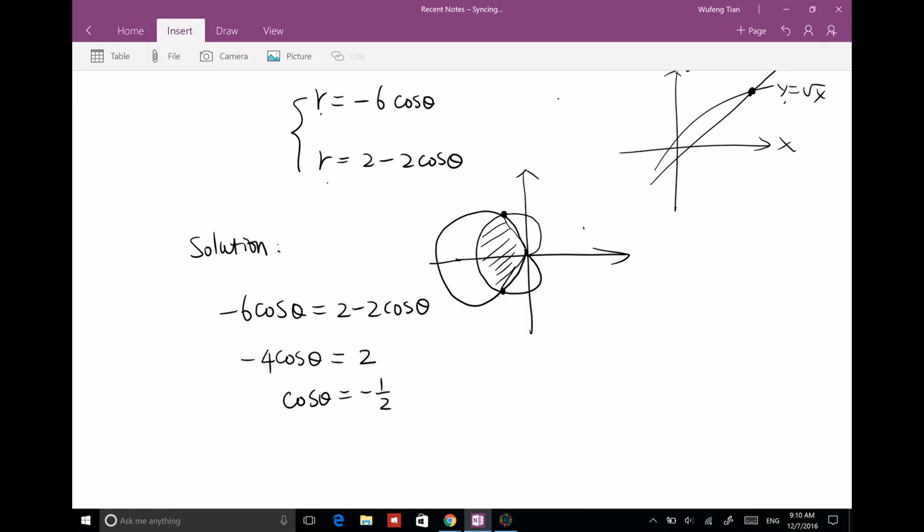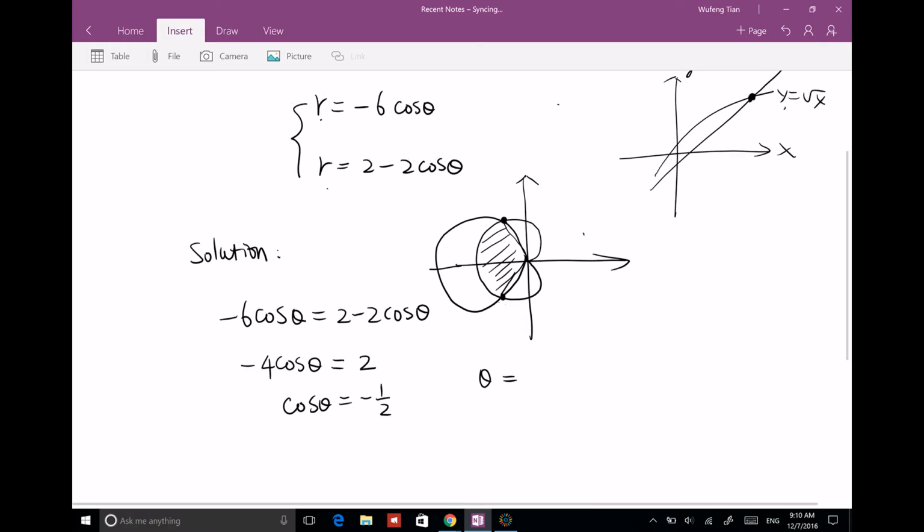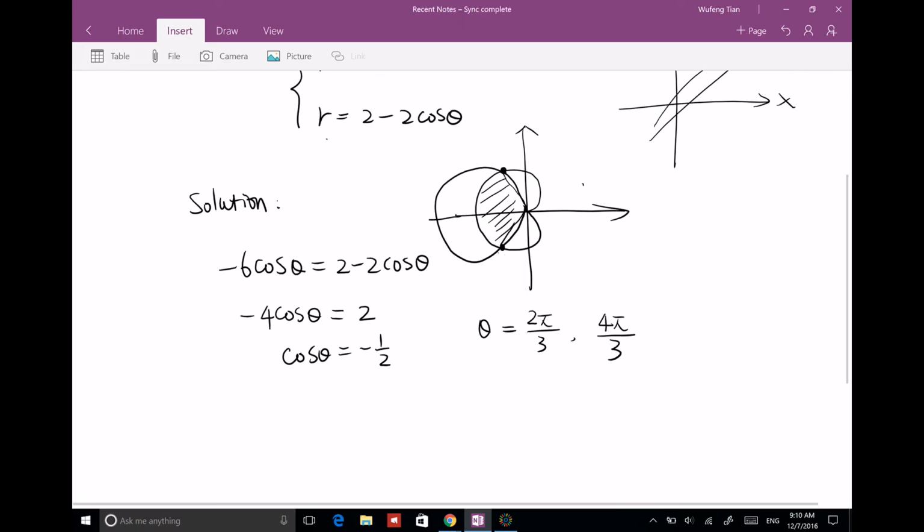If cosine theta equals negative 1 half, then theta will have two solutions, one in the second quadrant and one in the third quadrant. In the second quadrant, can anyone tell me what theta is? Two pi over three, very good. Thank you, Eric. So theta equals 2 pi over 3, and the other angle in the third quadrant is 4 pi over 3, right? The reference angle is pi over 3. Okay?